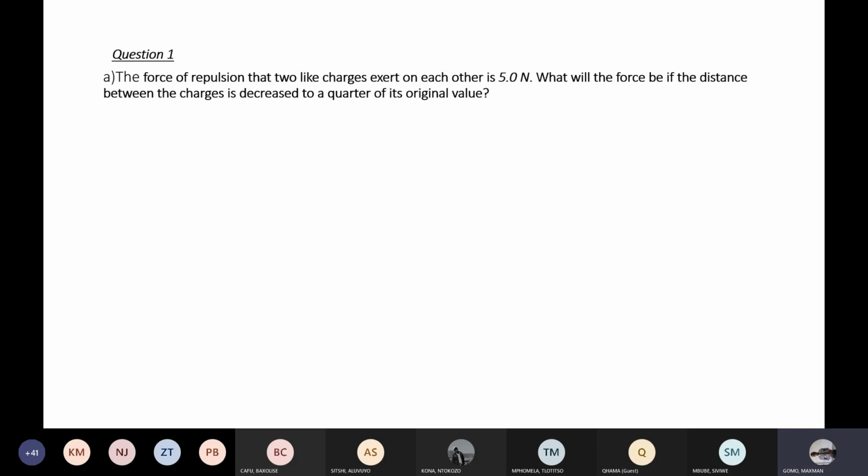So no one wants to talk. I think we are looking for a force after the distance has been decreased by that chord. So to our R, we will have 1/4R, and then we will square it. And then we can find the force.